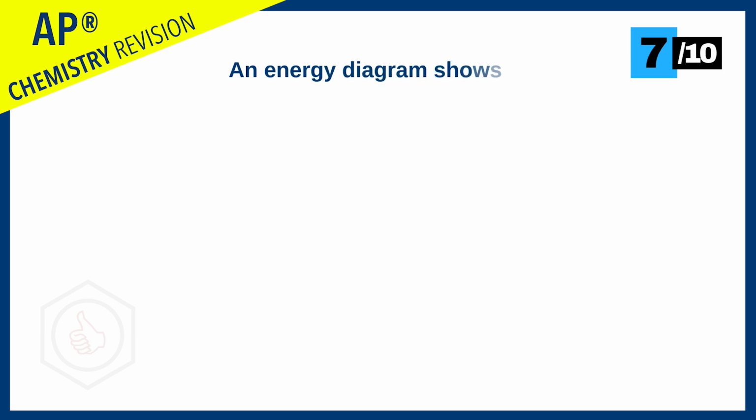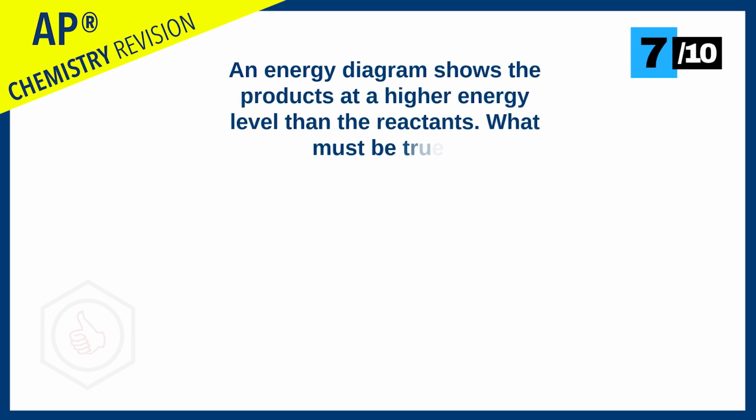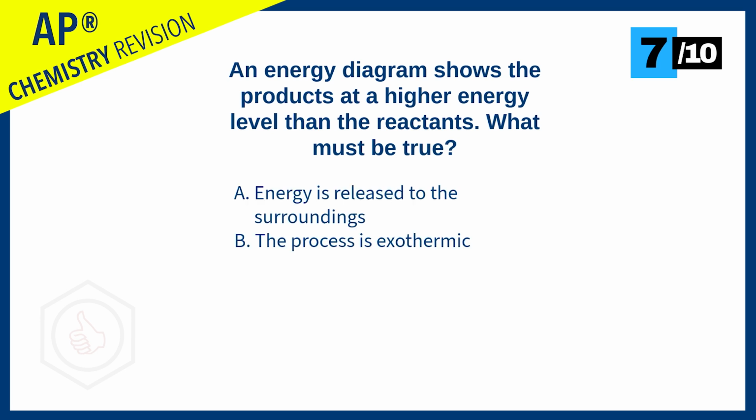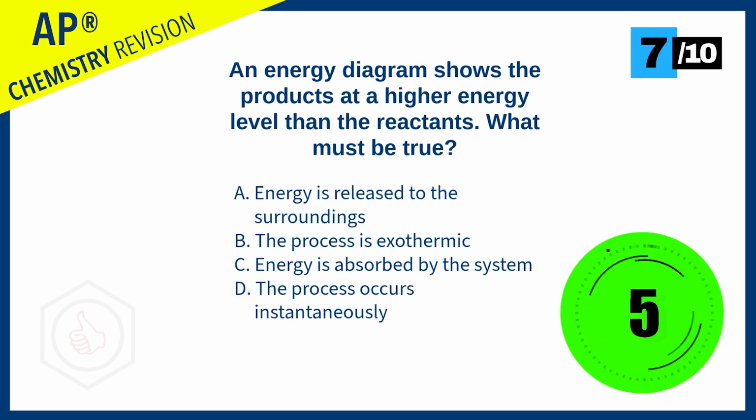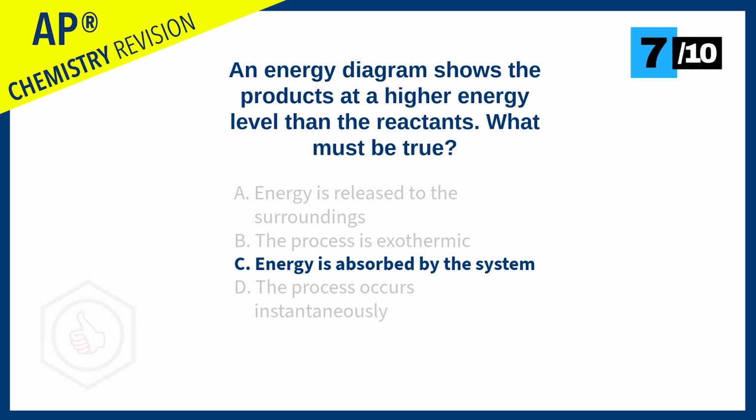An energy diagram shows the products at a higher energy level than the reactants. What must be true? Energy is released to the surroundings, the process is exothermic, energy is absorbed by the system, or the process occurs instantaneously. The answer is energy is absorbed by the system, because if the products are at a higher energy level than the reactants, the process is endothermic, a positive energy change, with energy going into the system.